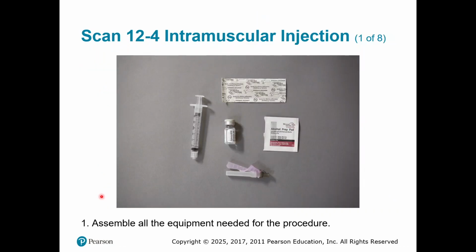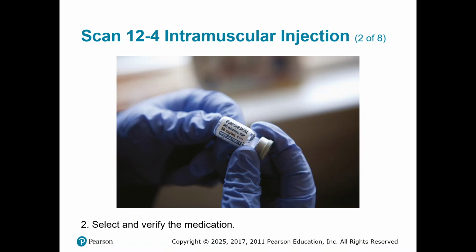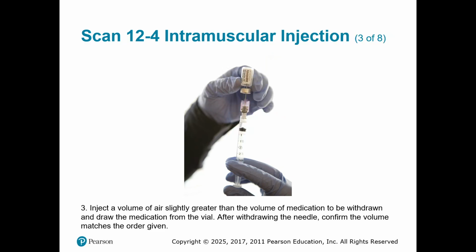Let's look at the equipment. So here we have our needle. We have our medication vial. We have our Band-Aid, our alcohol prep. We're going to select and verify the medication. Here we have some Benadryl, 50 milligrams per ml. We're going to inject a volume of air slightly greater than the volume of medication to be withdrawn, right? So he may be given 25 milligrams of this drug. And if that's the case, he's going to pull back to a half a ml and push down. The air is going to go in there. And then he's going to withdraw the medication right there.